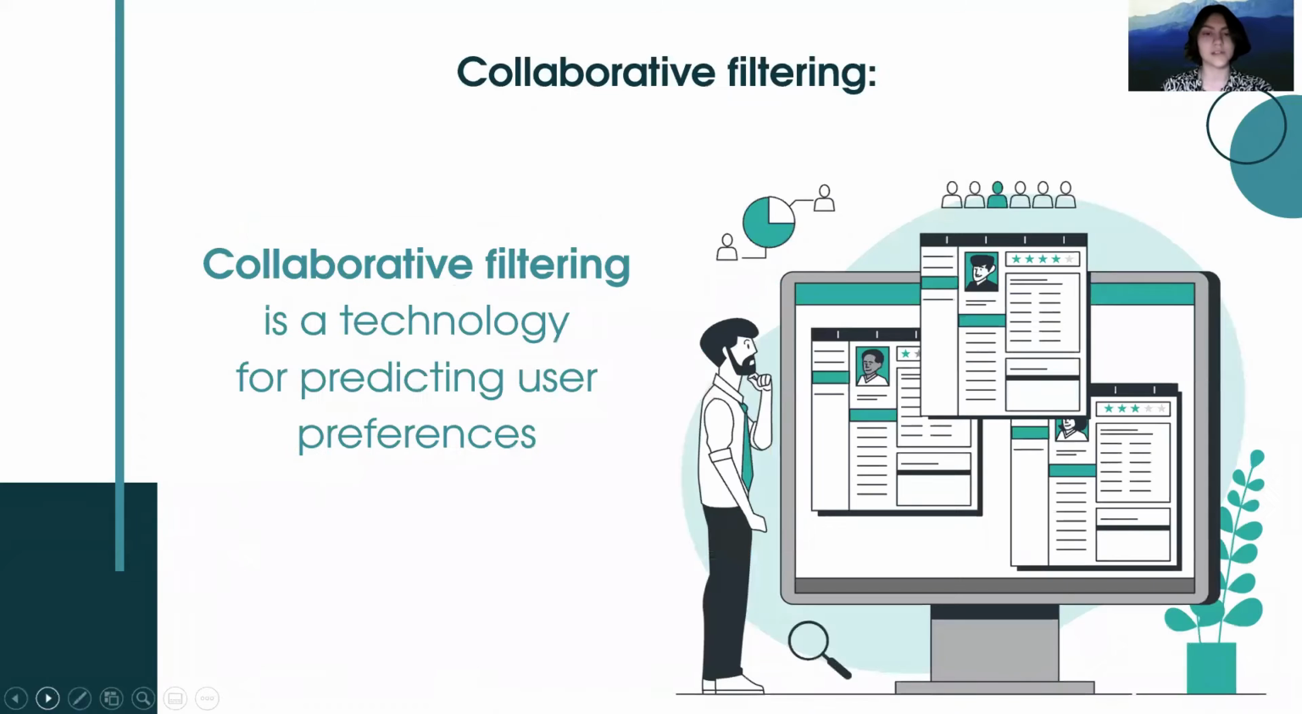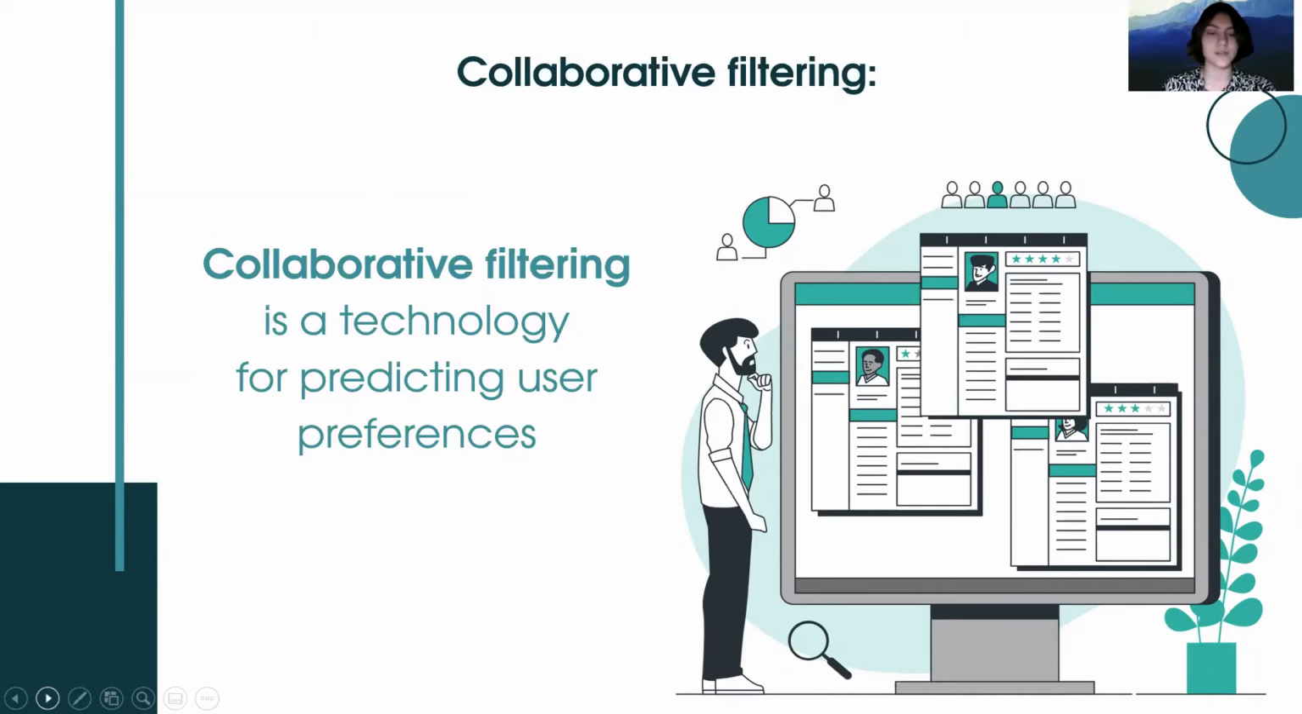Collaborative filtering, which you can see on the next slide, is a technology for predicting user preferences. It's one of the oldest and most popular types of recommendation systems. The system analyzes data about users and makes recommendations. Recommendations consist of things that other people with similar interests liked. The system assumes that if users share interests, they will like similar things.